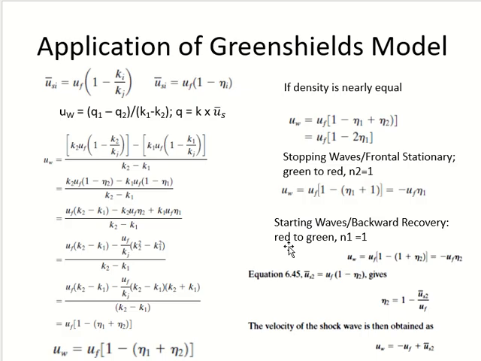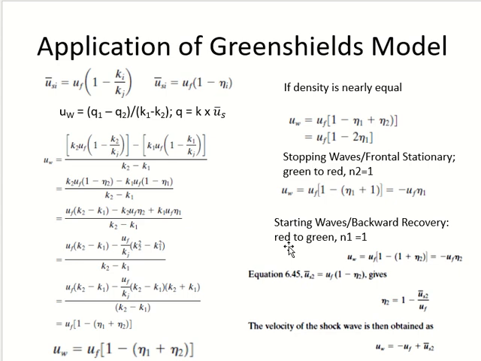So this is the final equation you have got for calculating the speed of the shock wave according to Greenshield model. Remember this is coming from here. Consider the case when the density before the shock wave and after the shock wave is almost equal. So K1 equals K2.